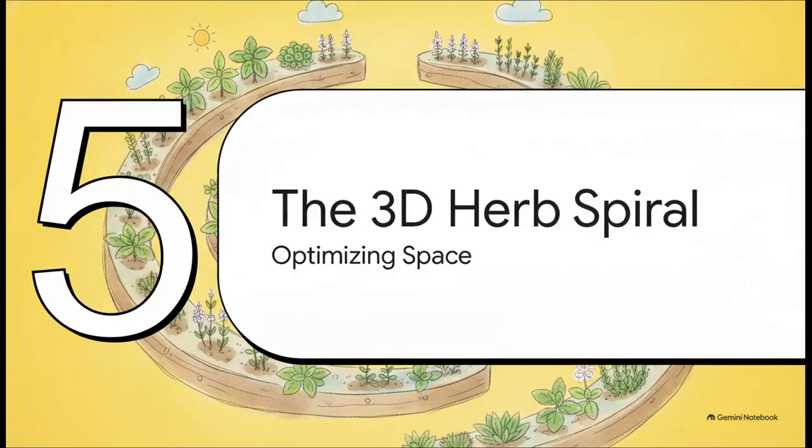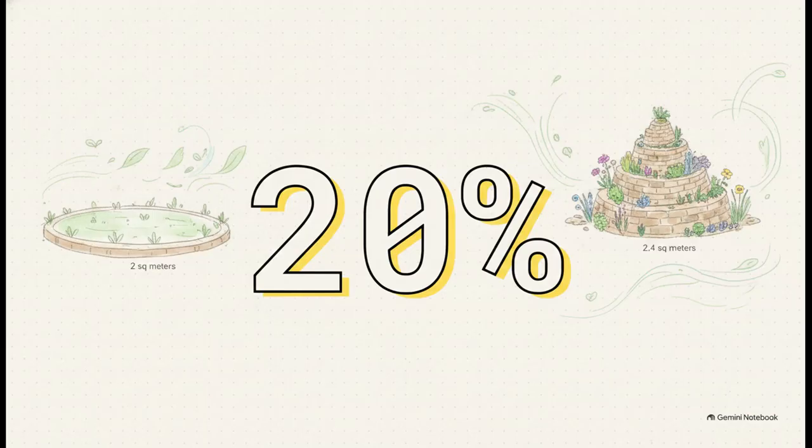Let's see how this builds into 3 dimensions with part 5, the 3D herb spiral. Let's look at how powerful this is in practice. Picture a flat circular garden bed with a diameter of 1.6 meters. Basic geometry tells us that gives you about 2 square meters of planting space. But what if we bring in some soil, build a central mound to a height of just half a meter, and then wrap a stone retaining wall around it in a spiral? We just transformed a flat circle into a cone. That planting surface area jumps to 2.4 square meters. That is a solid 20% physical gain in productive surface area, sitting on the exact same geographical footprint.